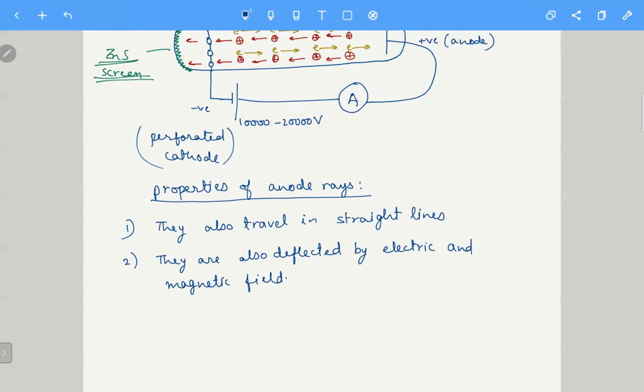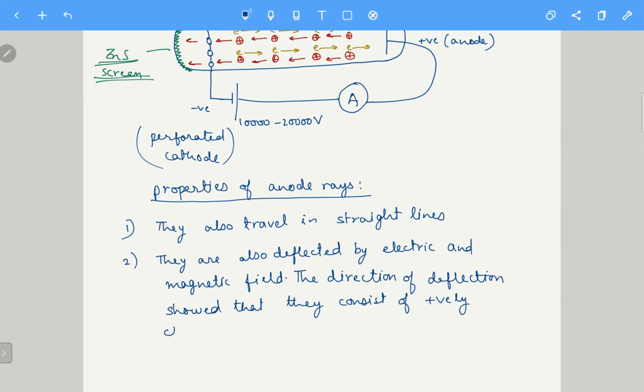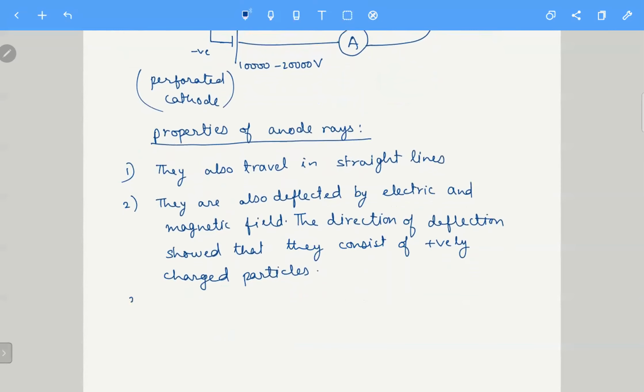And the direction of deflection showed that they consist of positively charged particles. Similar to cathode rays, they also have kinetic energies.